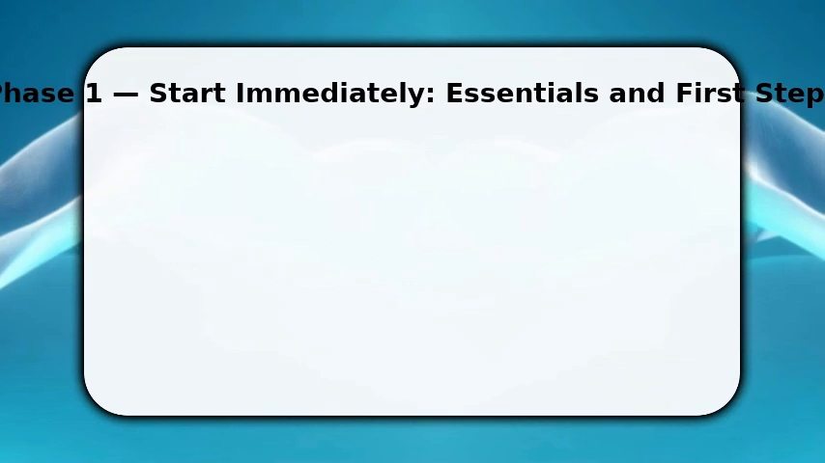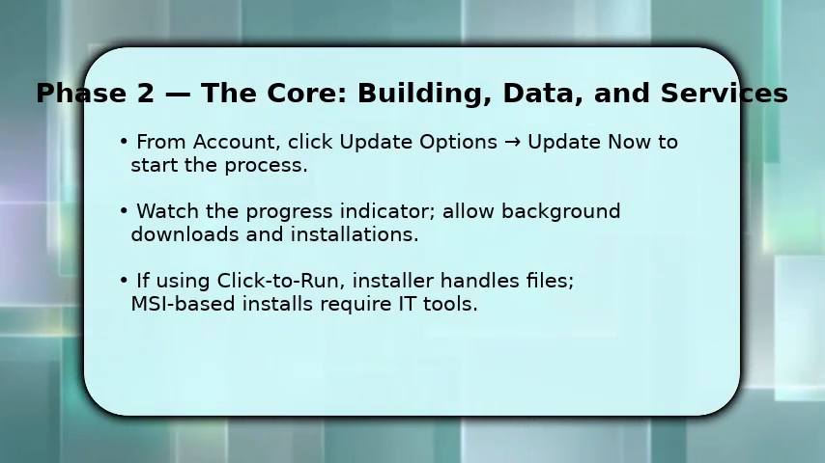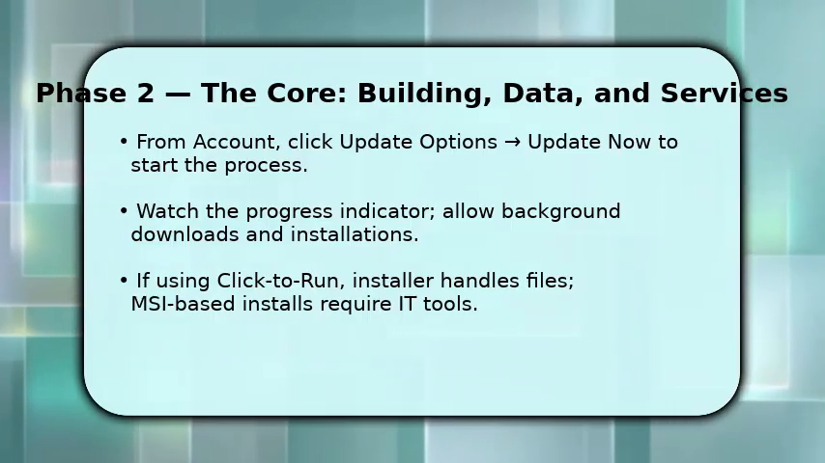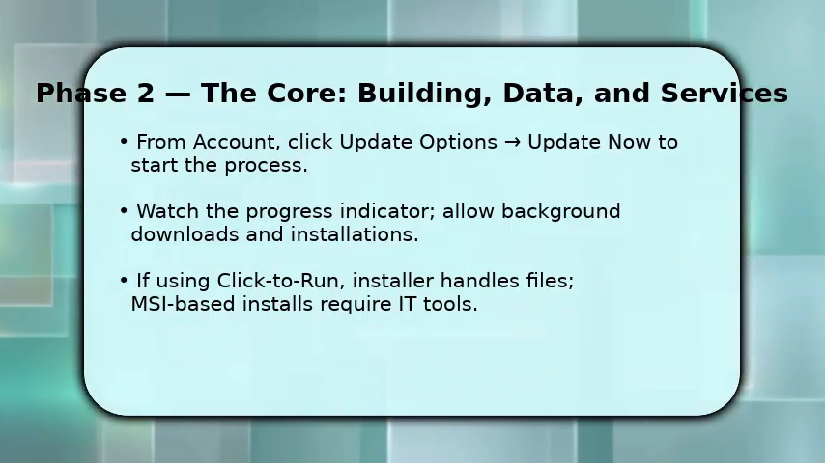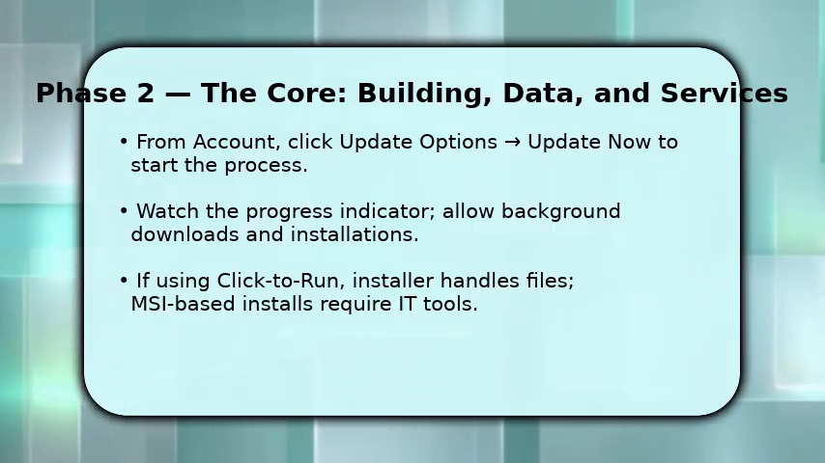Now you trigger the actual update. From Account, choose Update Options, then Update Now. The installer checks your current build, downloads patches, and applies them. This can take several minutes depending on connection speed. Make sure you do not force shutdown. Let the updater run in the background.